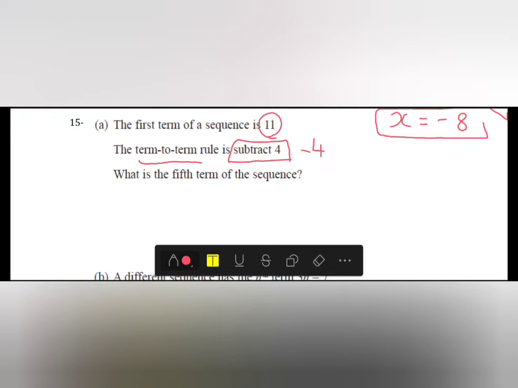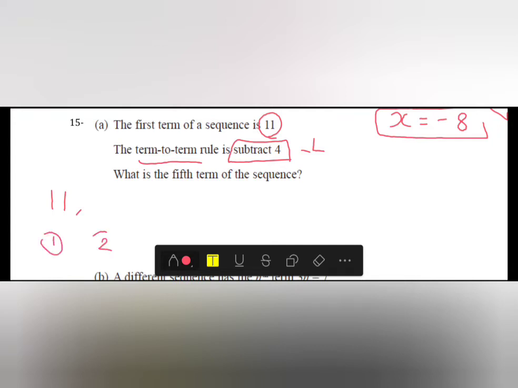Very good. Now, they need the fifth term of the sequence. We can answer this in an easy way by writing all the terms here. So, the first term is what? Is 11. We write it here. And then, let's make it bigger so we can see it. So, 11. So, this is the first term.